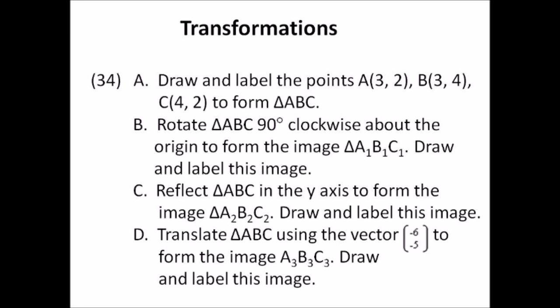C, reflect triangle ABC in the y-axis to form the image A2, B2, C2. Draw and label this image. And D, translate triangle ABC using the vector (-6, -5) to form the image A3, B3, C3. Draw and label this image.